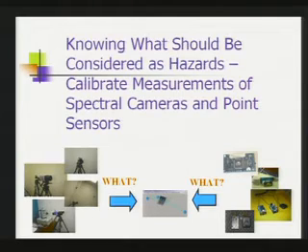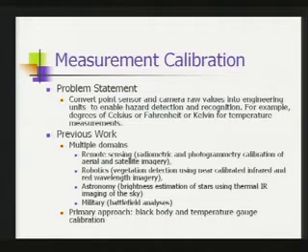We synchronize them. Now we want to do some real hazard detection, but we have to calibrate the measurements. So the problem is to convert point sensors and camera raw values into engineering units to enable hazard detection and recognition. For example, degrees of Celsius or Fahrenheit or Kelvin for temperature measurements.